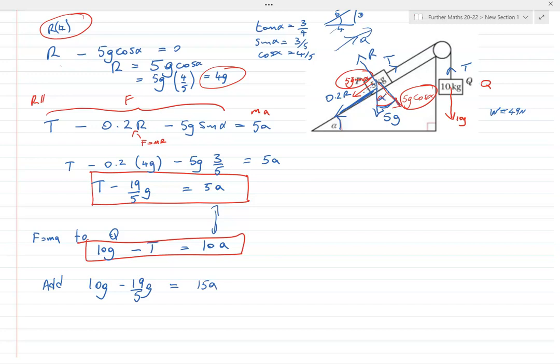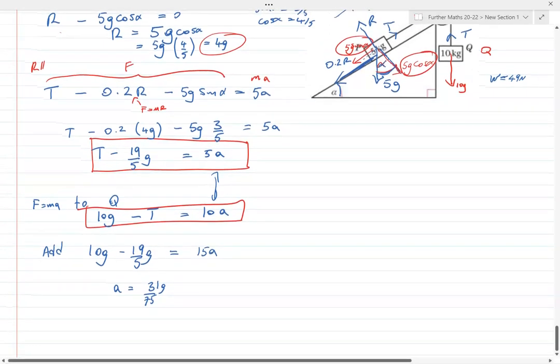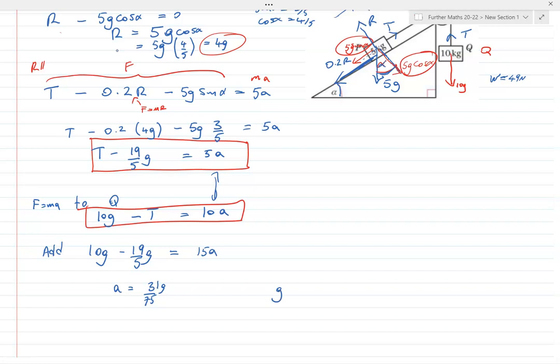Okay, so if we work all that out, that's 50g minus 19, which is 31g. 5 times 15 is 75g. So we've got a is equal to 31g over 75. It is sometimes acceptable, it's sometimes advantageous even to have g, because g is a universal constant, so this makes this in some ways more precise, because it's dependent on g, whatever it is.